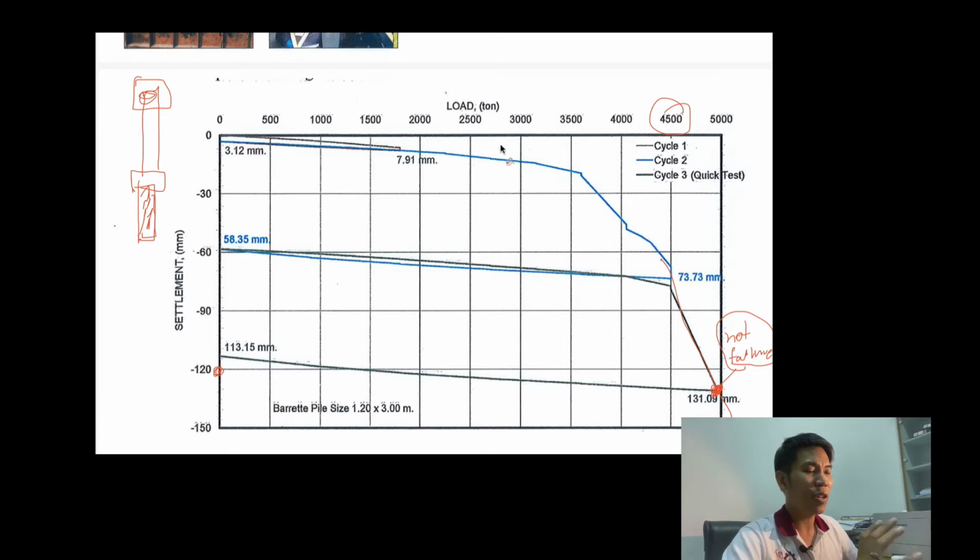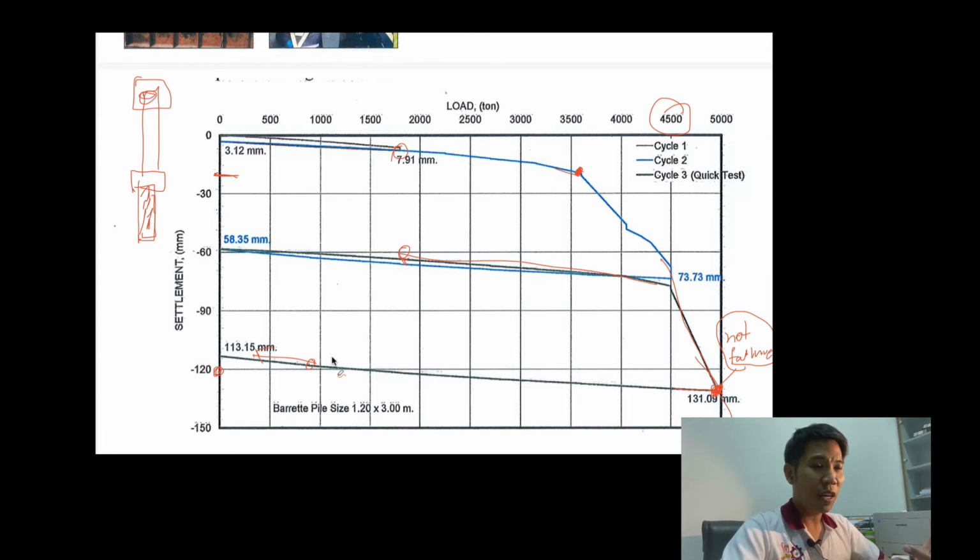So it's not only about checking whether the pile fails or not; we have to check the deformation also. Maybe the deformation should be around here. And for this one, we apply the load and unload, and apply the load and unload again. Okay, this one is an example of the test.